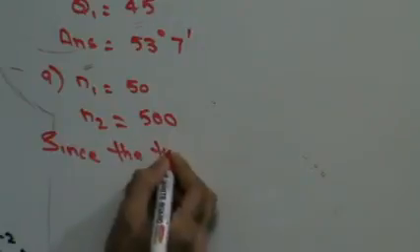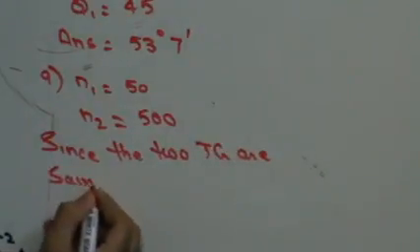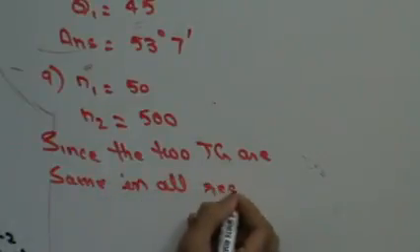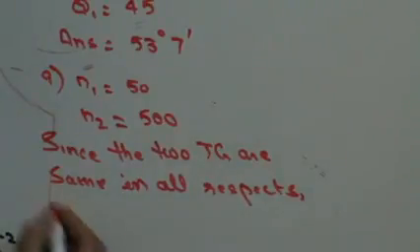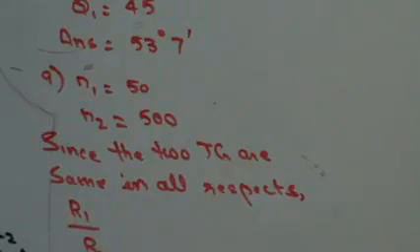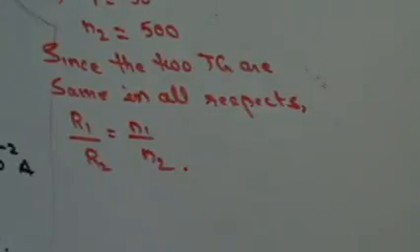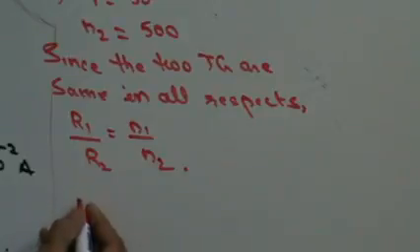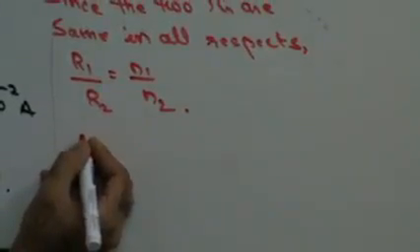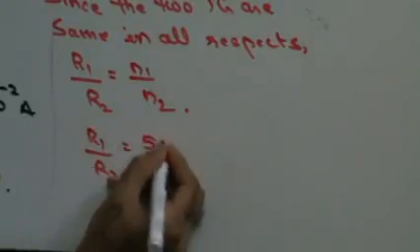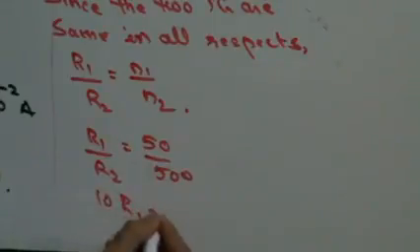Now, since the two tangent galvanometers are same in all respects, therefore I can say that if R1 and R2 are their resistance, then R1 upon R2 should be equal to N1 upon N2. If the two tangent galvanometers are same in all respects, then the resistance of the two coils should be dependent upon the number of turns, because they are same in all the other respects. Their radii is same, permittivity is same, horizontal component is same. So in that case, N1 and N2 are given to you. So you will get R1 upon R2 is 50 upon 500. So you will get 10 times R1 is equal to R2.